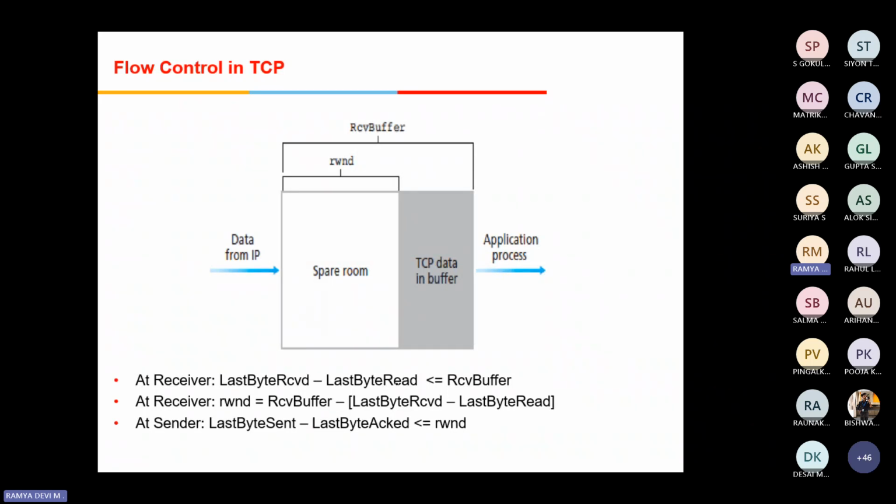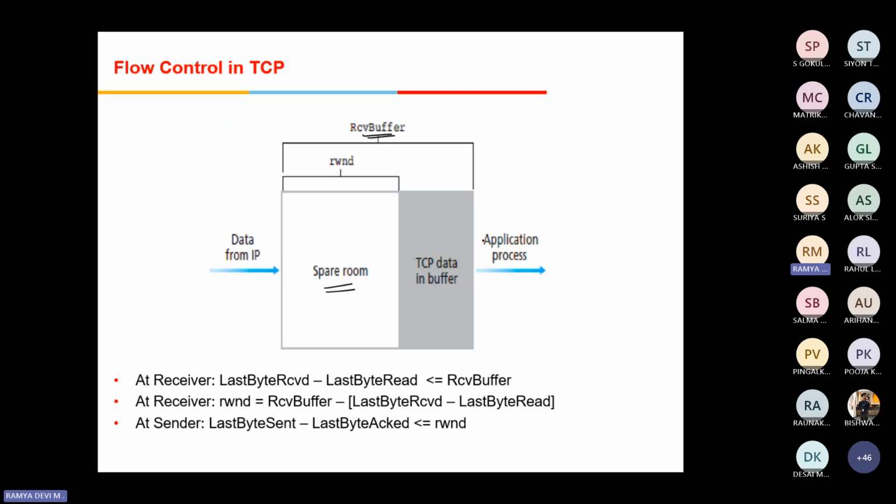Fine. This one shows the TCP receive buffer, which works on the receiver side. This buffer holds the incoming data. Until the application processes the data, everything is placed inside the receive buffer. This is the available area, the available memory to store the received data. The data coming from IP can be placed inside the spare room. This is the available portion.